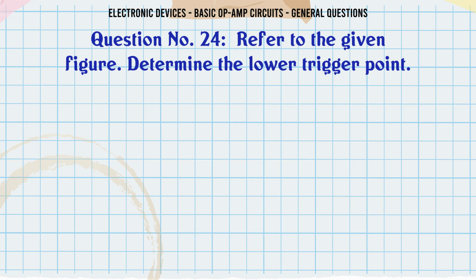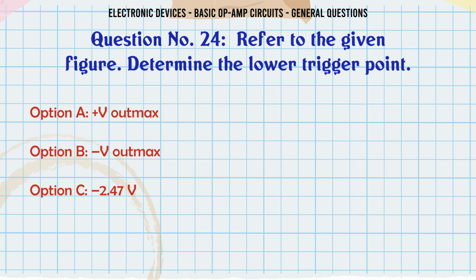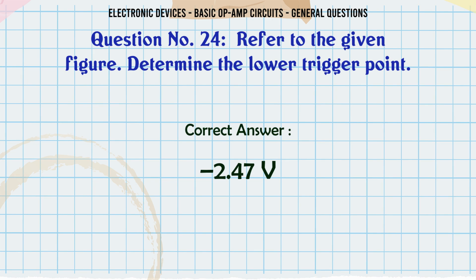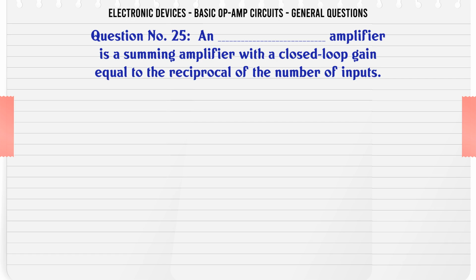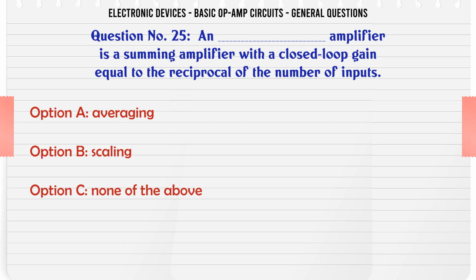Refer to the given figure. Determine the lower trigger point. A. Vout max, B. Vout max, C. 2.47V, D. 2.47V. The correct answer is 2.47V.